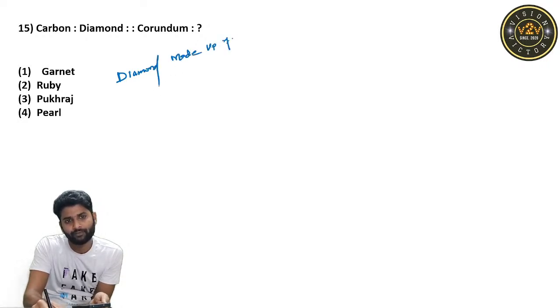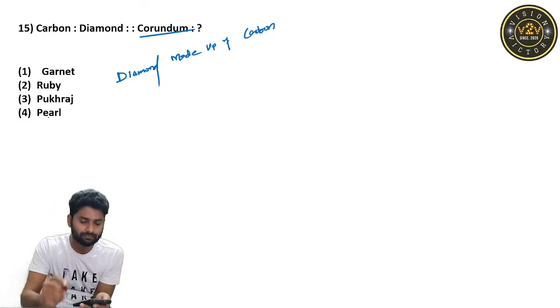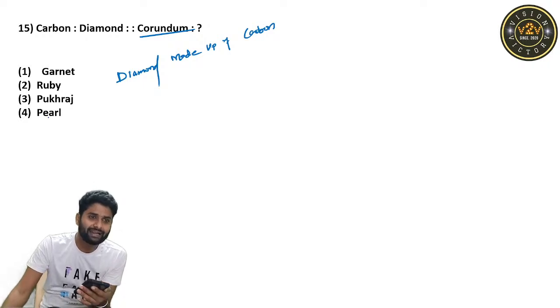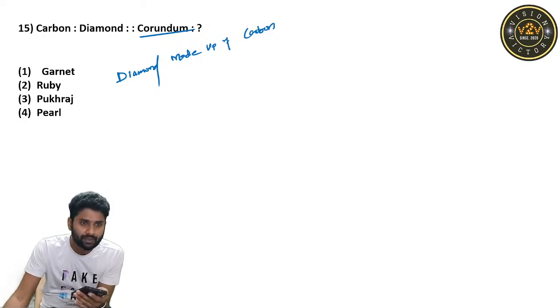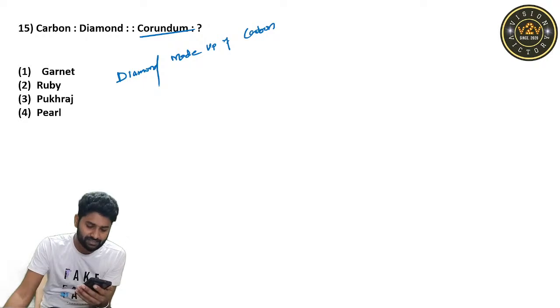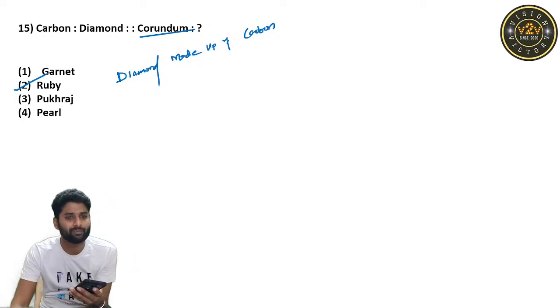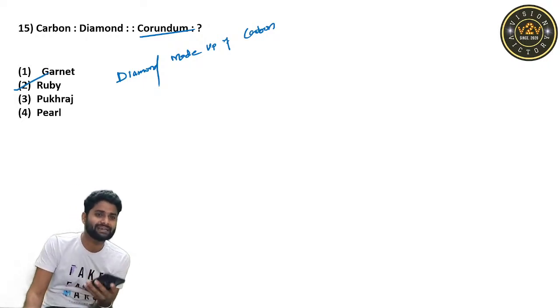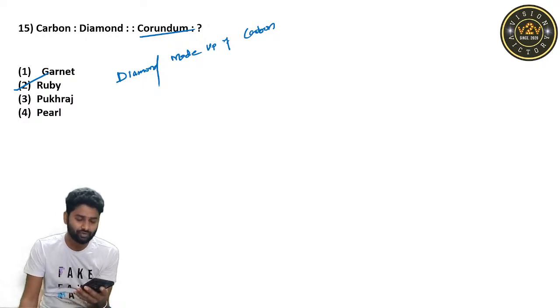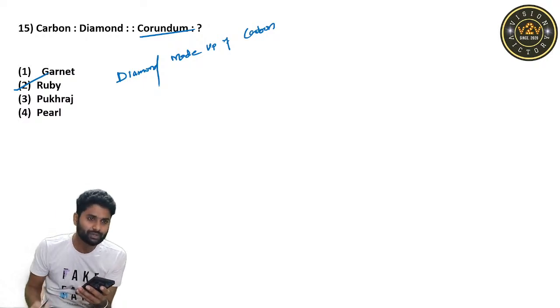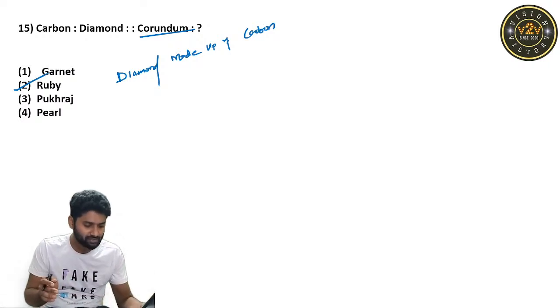Diamond is made up of carbon. So here, what about corundum? Is it garnet, ruby, or pearls? So what is the perfect answer? It's ruby. With the help of carbon you will get diamond, with the help of corundum you will get ruby. So ruby is the correct answer. Understand the relation between carbon and diamond, and apply the same relation. So the perfect answer is ruby.